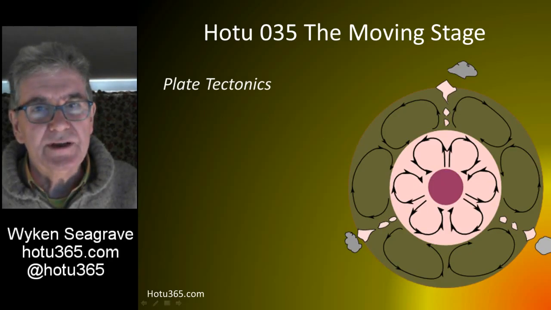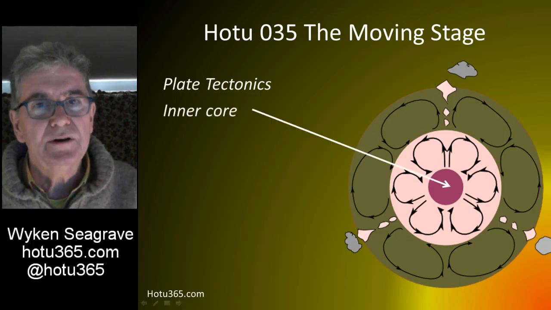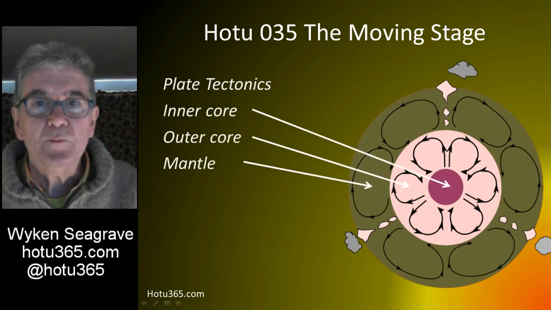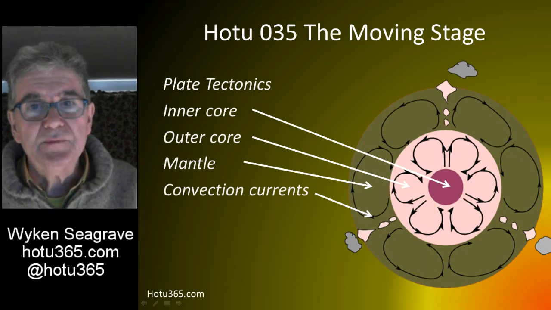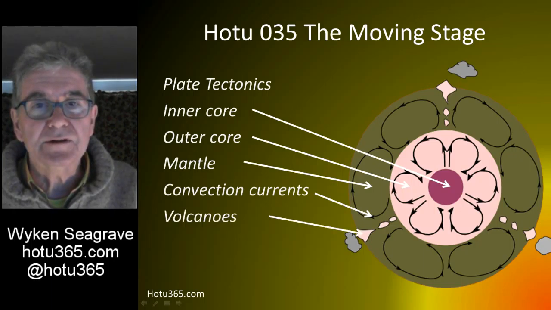We saw that it consists of the inner core, the outer core, and the mantle. And we saw that there are convection currents within the outer core and the mantle. These produced the early volcanoes and released the atmosphere of the young Earth.